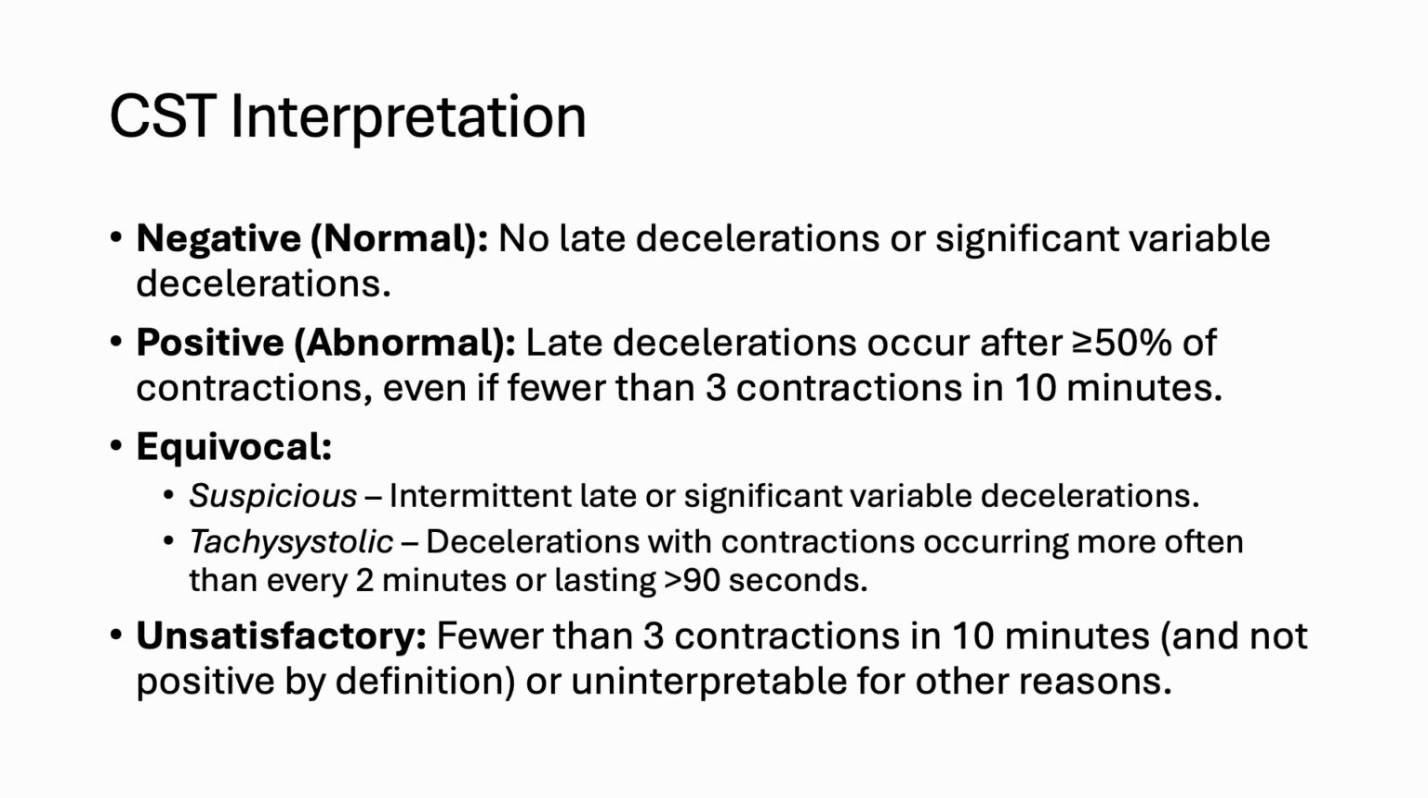Equivocal interpretation: if there's a suspicious intermittent late or a significant variable deceleration, or tachysystolic decelerations with contractions occurring more often than every 2 minutes, so the patient has too many contractions and that's causing decelerations. Or there can be an unsatisfactory test where you are not able to achieve the 3 contractions in 10 minutes. And so then you cannot come up with a result.